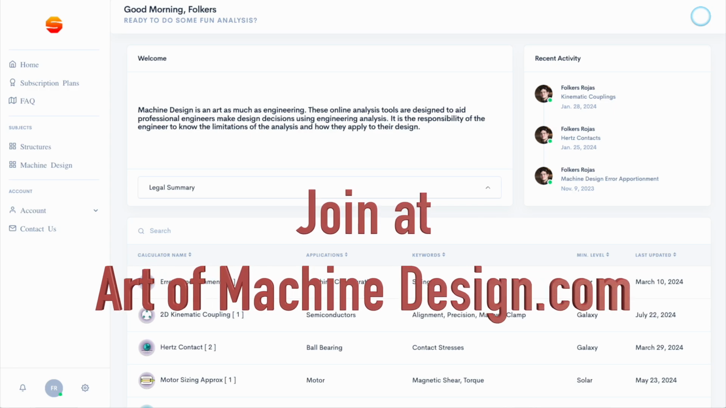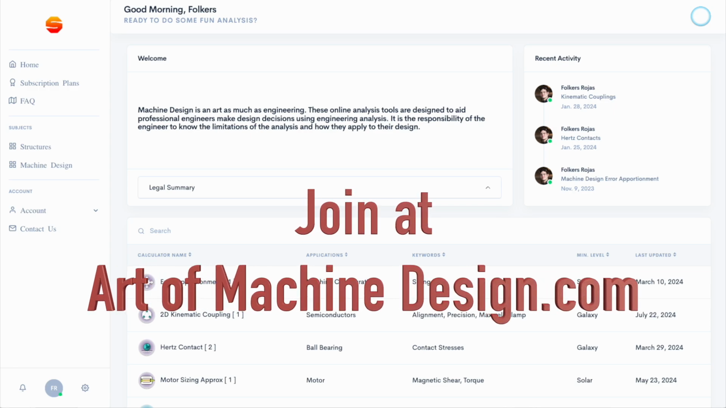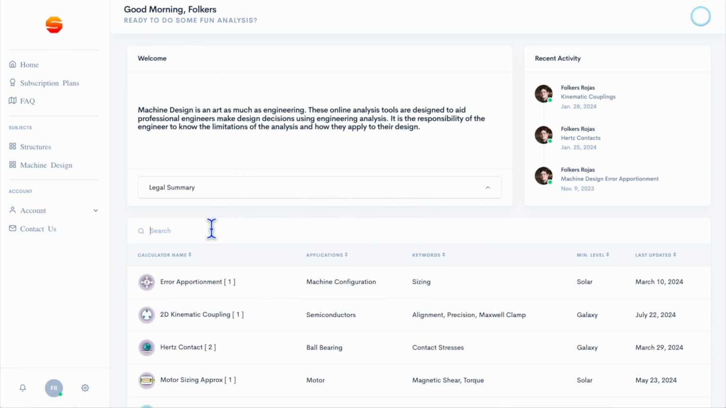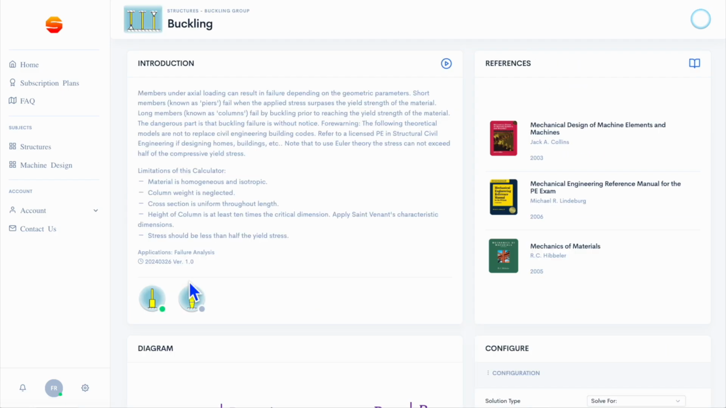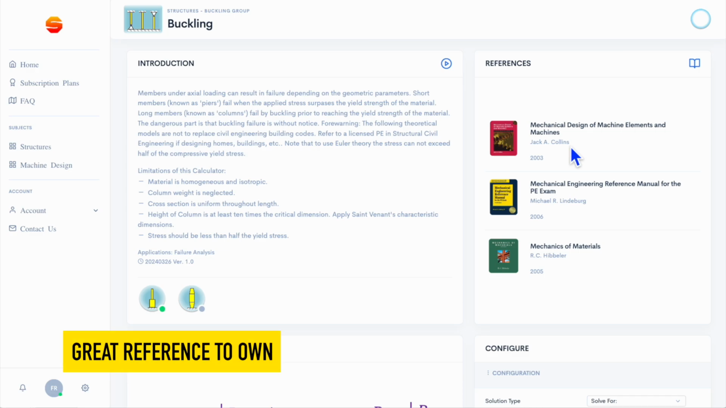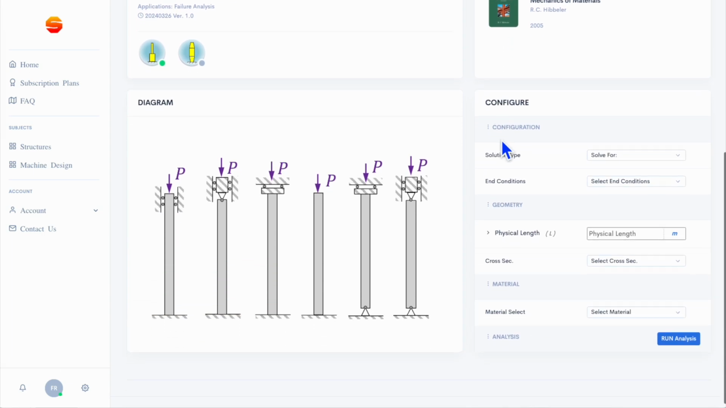Let us explore the results of an Euler buckling analysis. Let's find the calculator, Euler buckling, and we find ourselves here. Today we're going to look at the results from an example from Collins from this book, the first reference, and it's on page 88. So let us start the configuration.